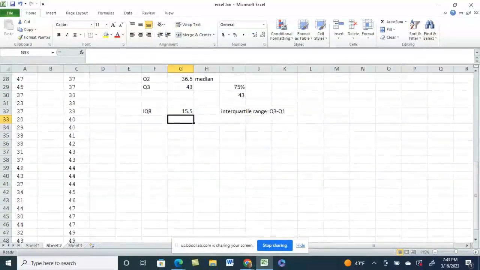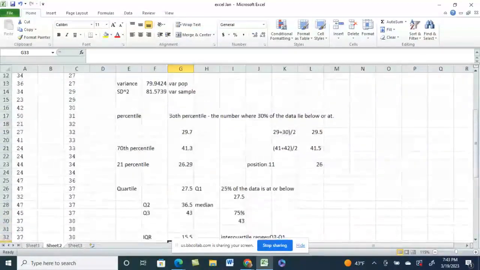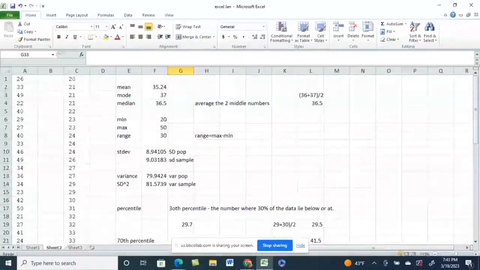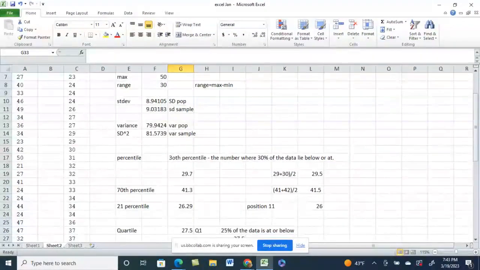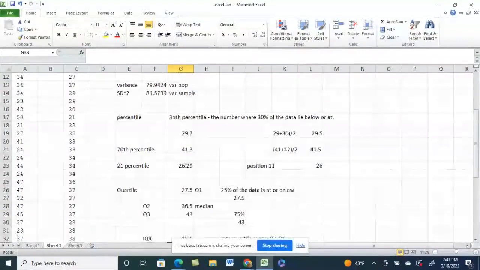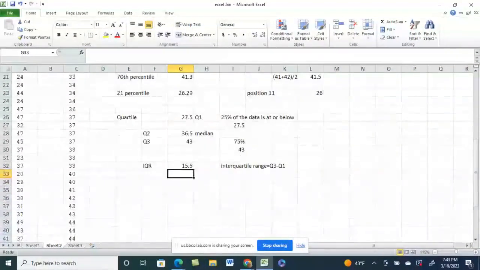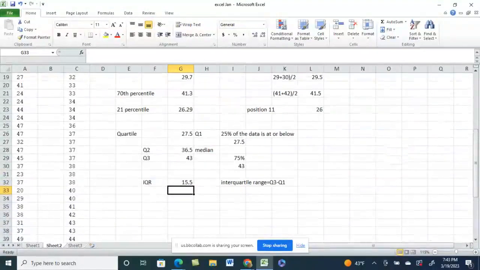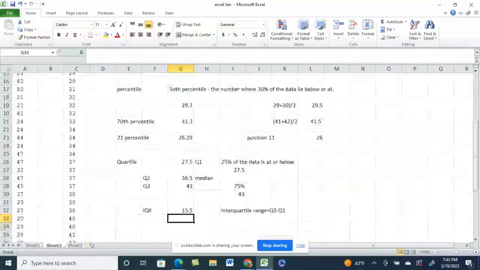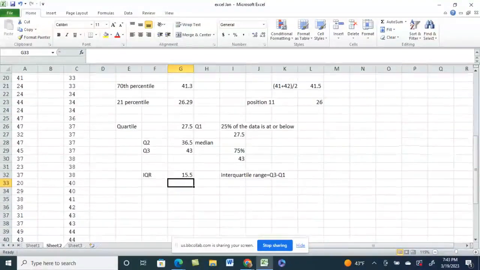All right, so that's everything that we need to do in Excel, and then I explain the percentiles and I explain the quartiles, but I can do a little bit more with this IQR and the standard deviation. I want to show you that.